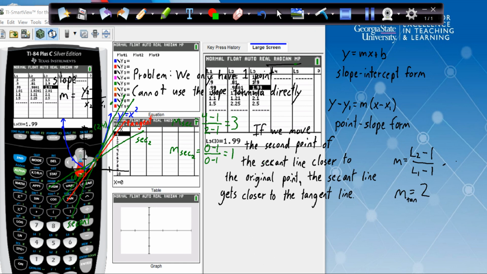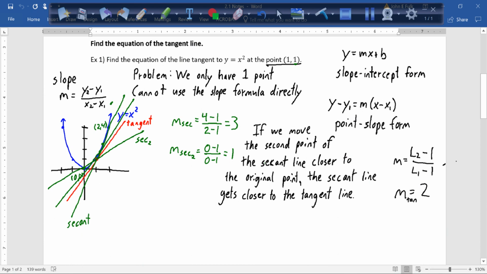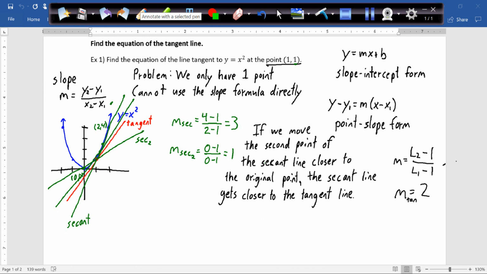Okay, so let me go back. I'm going to finish up this example right here. So we're saying that the slope of the tangent line is 2. Okay. Now we have everything we need to plug into our point slope form. It says y minus y1. What's our y1? 1 equals m, that's our slope, we found that was 2, times x minus x1, which we said was 1 as well.